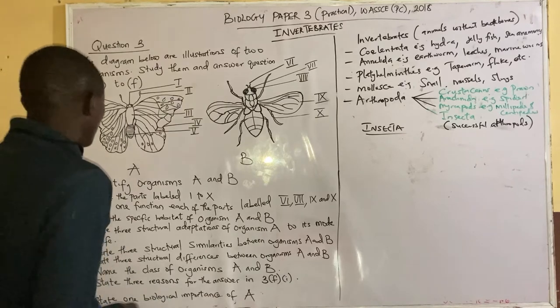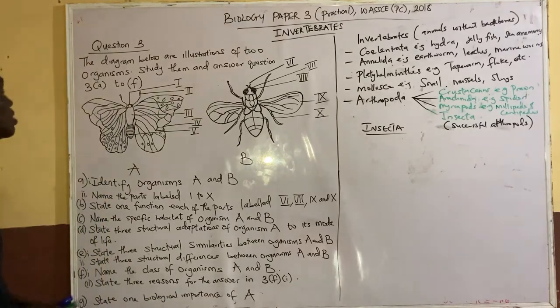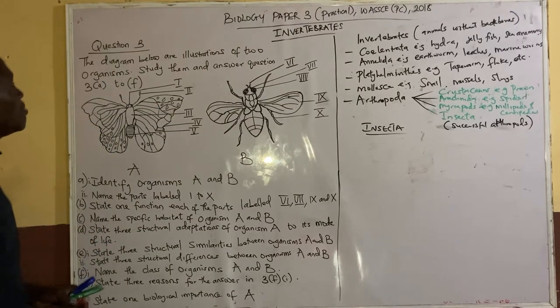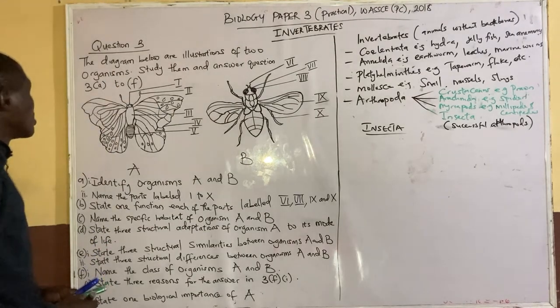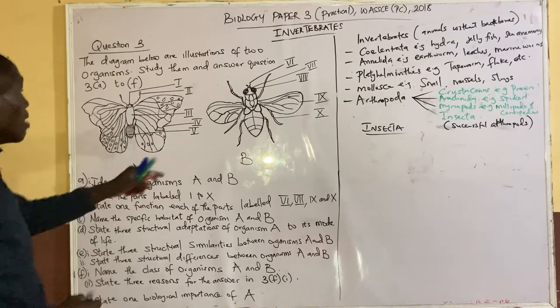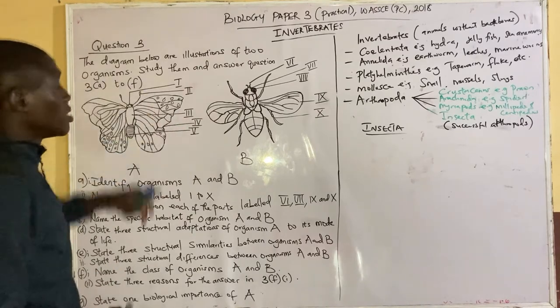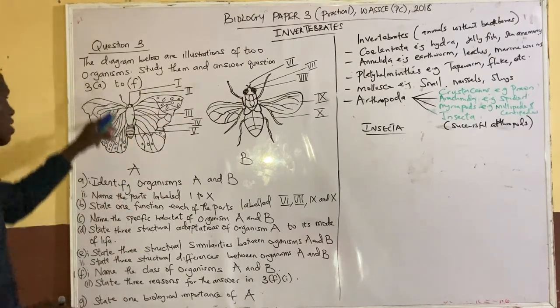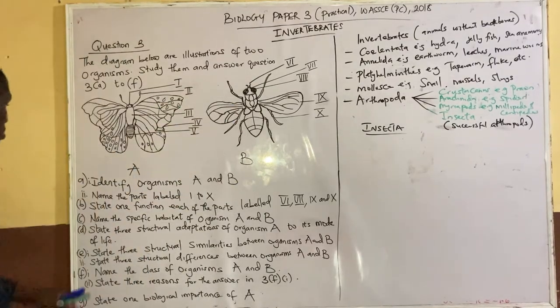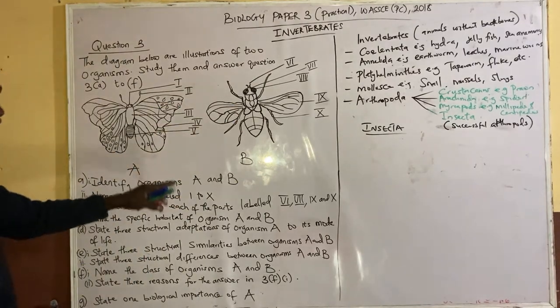Now, let's go into the question that we have to deal with. The diagram below is an illustration of 2 organisms. Study them and answer question 3A to F. So we have to use diagrams A and B to answer the questions that follow. This is organism A, this is organism B. Now, identify organisms A and B.